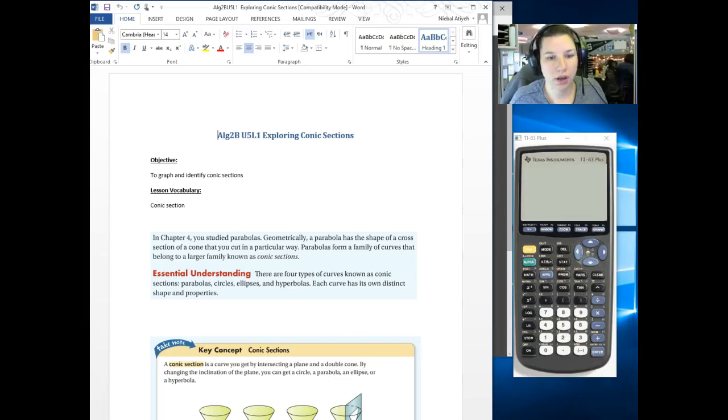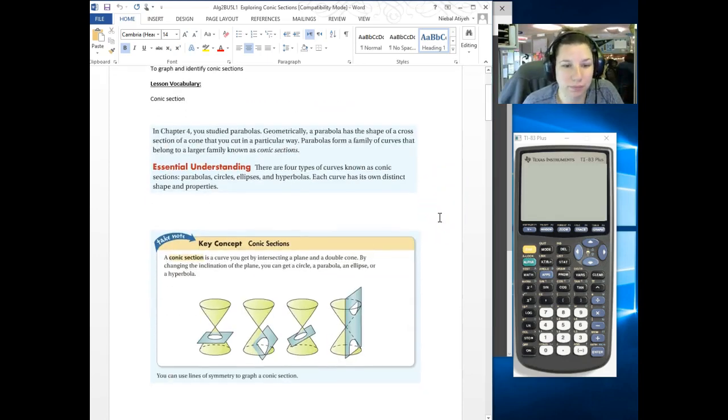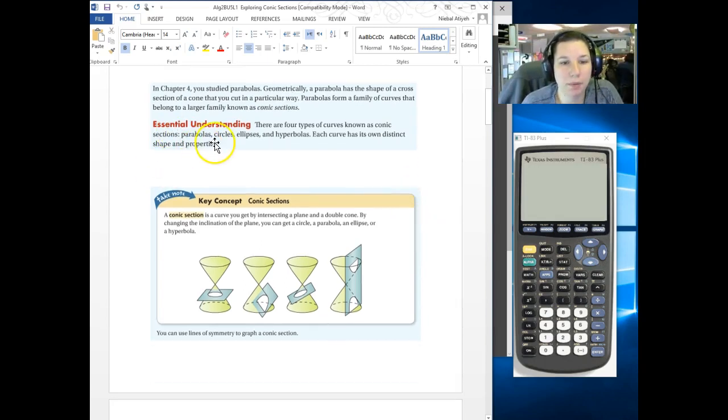And exploring conic sections. So your objectives for this is you need to know how to graph and then identify the different types of conic sections. Conic sections is just a broad category topic for parabolas, circles, ellipses, and hyperbolas. So those are the 4 specific shapes you're going to be dealing with.